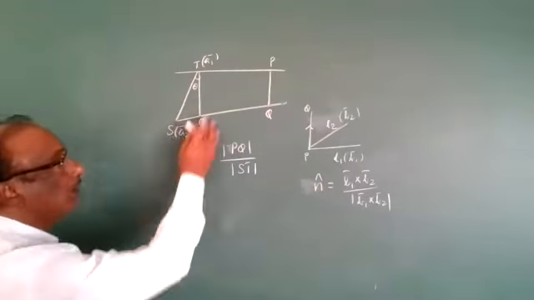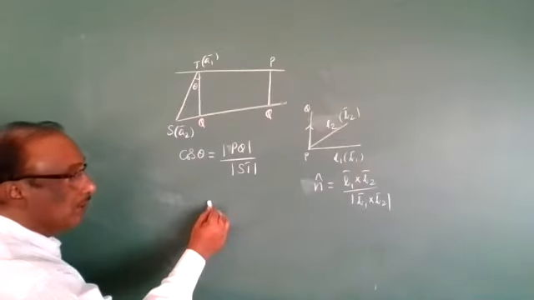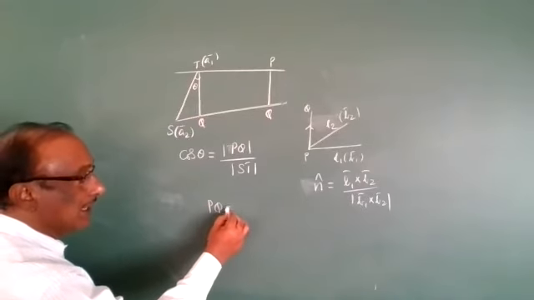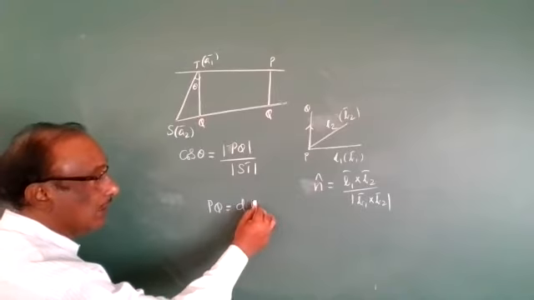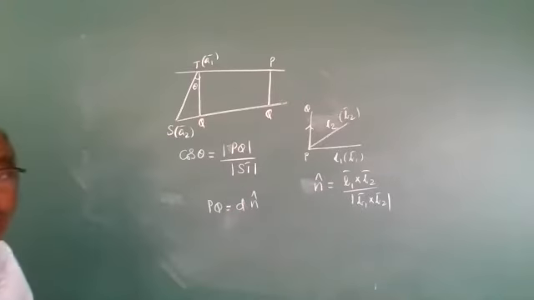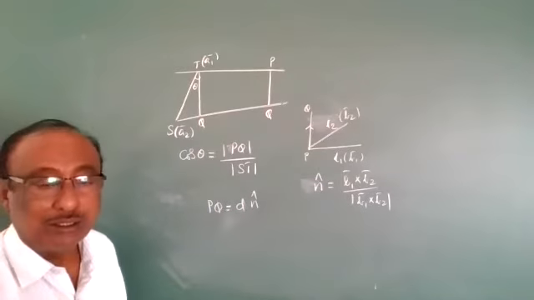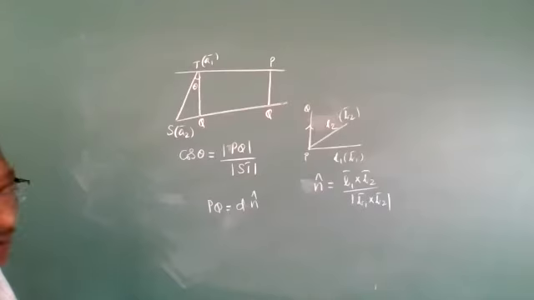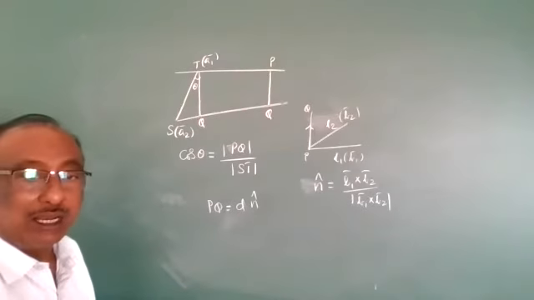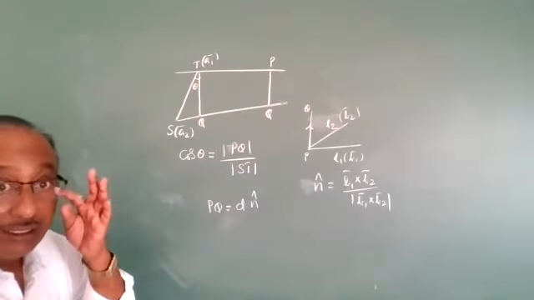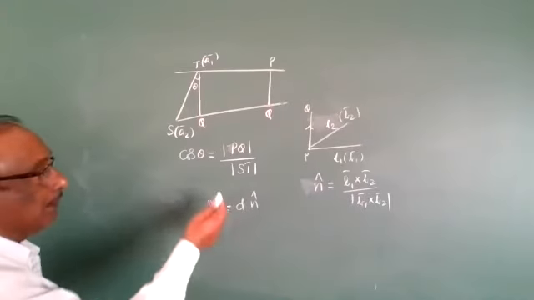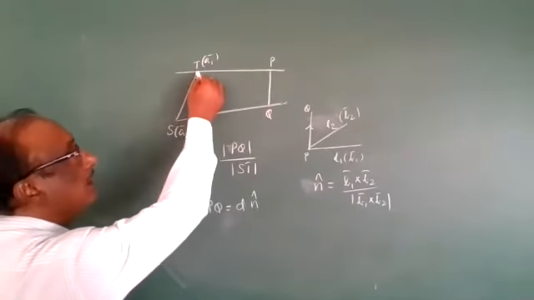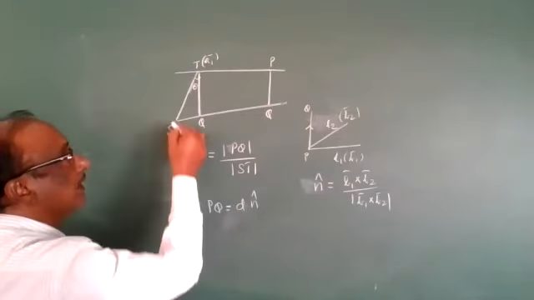So TQ and PQ both are the same. PQ will be written as D, this constant, into N cap. We can write this with no loss, since the N cap value is one unit, a direction. The direction of PQ is D, a scalar, into the direction. So the modulus value is always 1. Next, PQ is represented, and then we apply this. This is one vector, this is one vector.